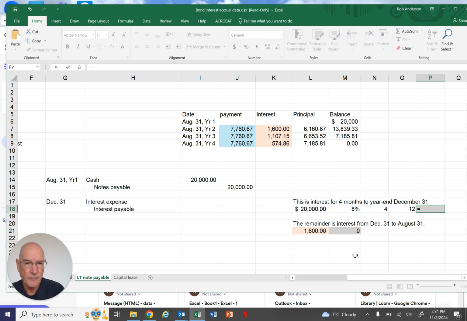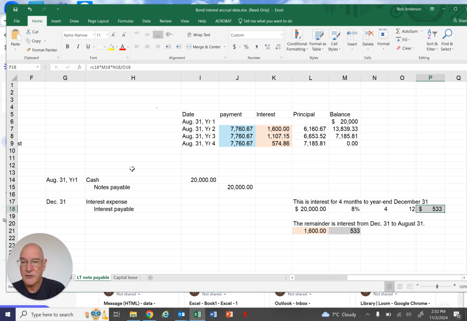So I'm going to take 20,000 times 8% times 4 months divided by 12. And there it is, 533.33. So that is our interest payable. Now I'm just going to round this to the nearest dollar just to keep our journal entries a little bit easier here. In real life, you would have to put in the pennies.